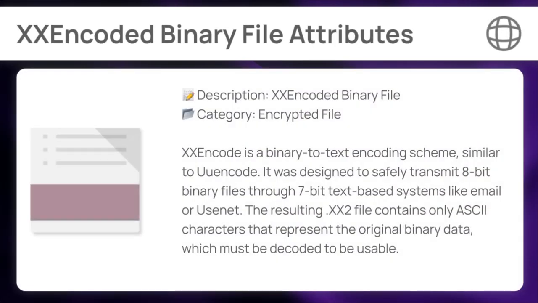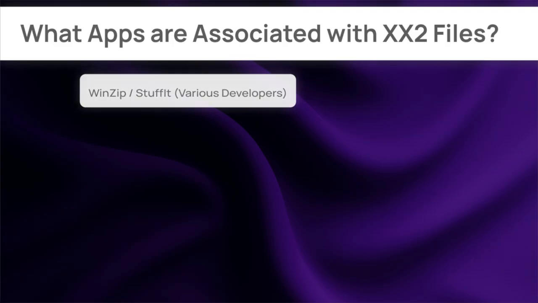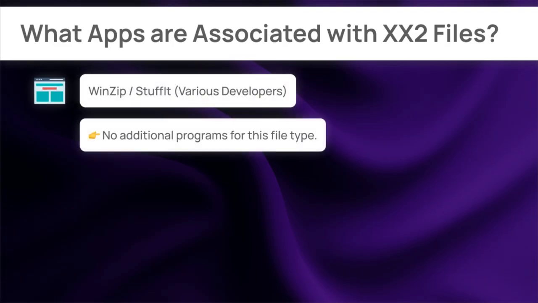XXEncode is a binary-to-text encoding scheme similar to UUEncode. It was designed to safely transmit 8-bit binary files through 7-bit text-based systems like email or Usenet. The resulting XX2 file contains only ASCII characters that represent the original binary data, which must be decoded to be usable. If you need to open XX2, WinZip or StuffIt is a good first test.